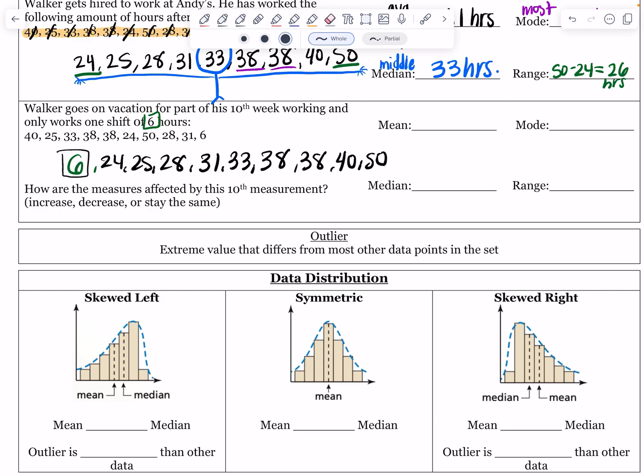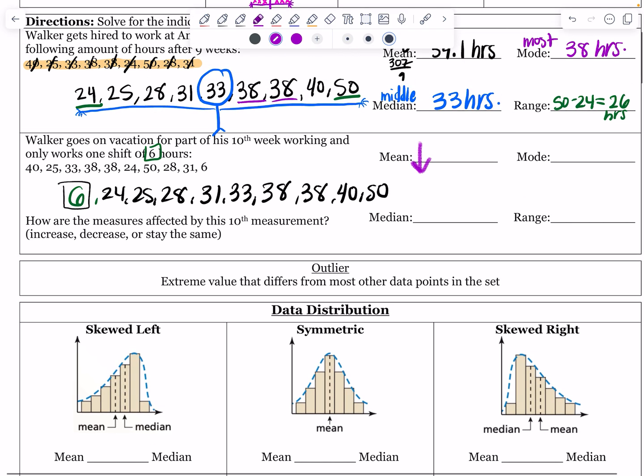So what we're going to do first is just guess, and this is what we did in class. We voted on what each measure of central tendency will do. Will it increase, decrease, or stay the same? Okay, so if I add in a 6 there, that is going to give me a lower amount. That should lower our mean. That should decrease our mean. What is our median going to do? That pulls it to the left a little bit, and so it's going to be circled around 31 and 33, so it'll be the middle of that.